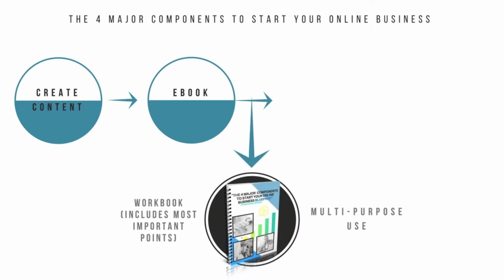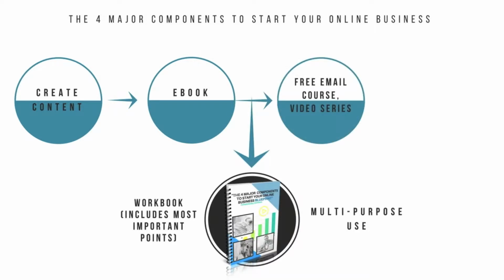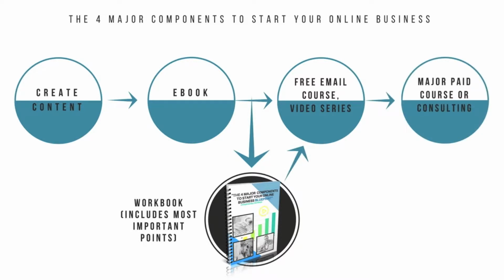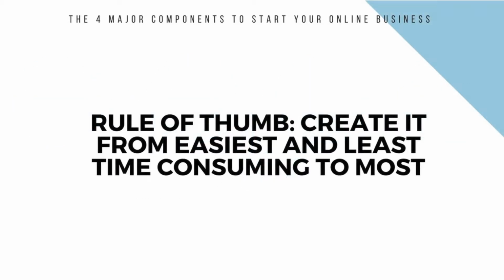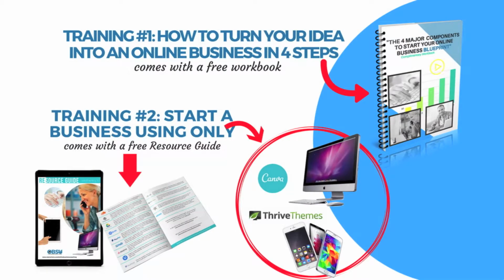My first recommendation when you're putting together products, ideas and packages is to do the thing that takes you the least amount of time and that you have the most access to. Then you follow that up with the thing that's going to take you the longest, so you would do that last. Rule of thumb again: create it from easiest and least time consuming to most time consuming. I got this from one of the webinars or live masterclasses that I teach. So we're going to go over a few things.